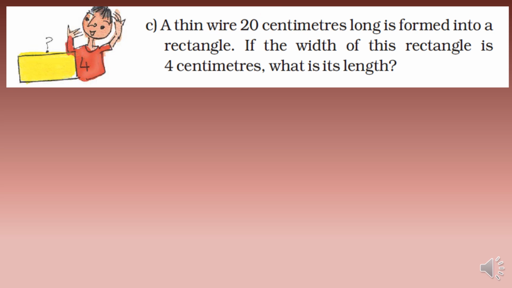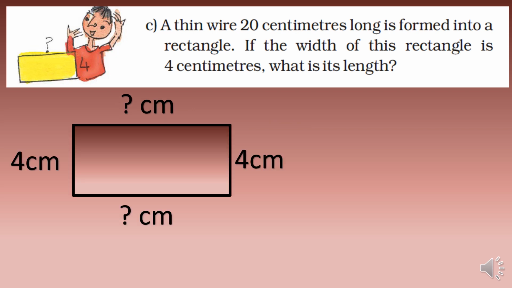See, a thin wire 20 centimeters long is formed into a rectangle. If the width of the rectangle is 4 centimeter, what is its length? Let us see this. A thin wire is of 20 centimeter and it is formed into a rectangle. One side of it, the width, is 4 centimeter. So you know the properties of rectangle, that opposite sides are equal.